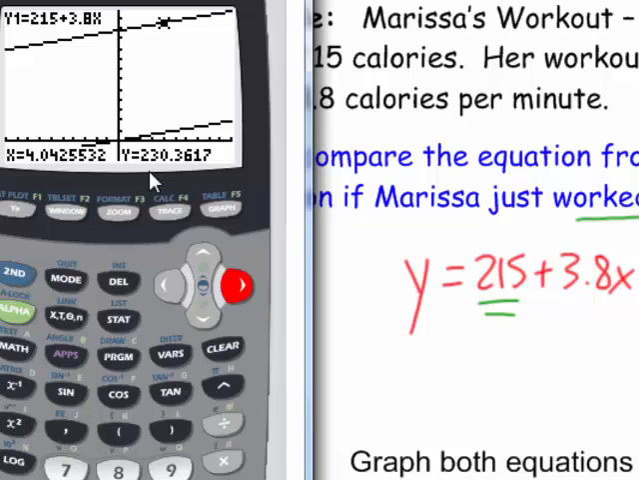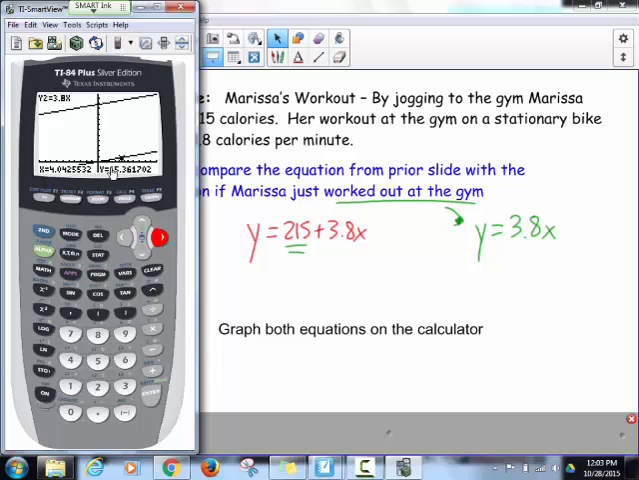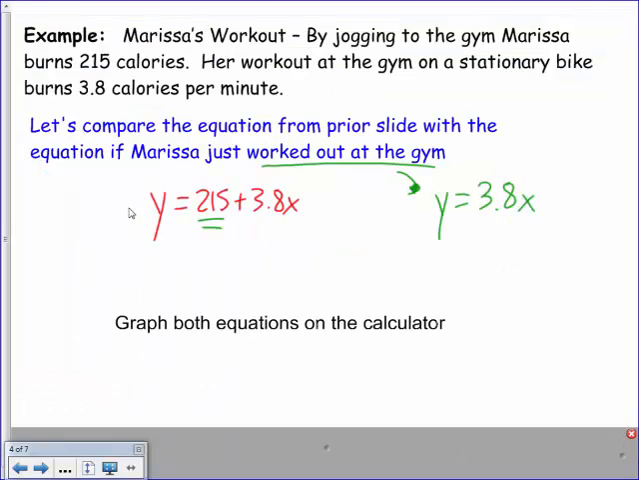So I can use this to help me find some things, right? If I hit down, it's going to go to my other equation, my 3.8x, and I can do the same thing. So if she doesn't jog to the gym, in 4 minutes, she's only burning 15 calories. Okay, so just some things to compare by using our calculator there.